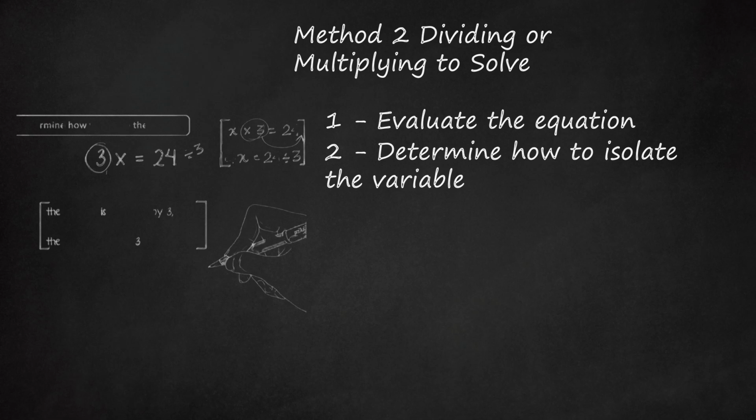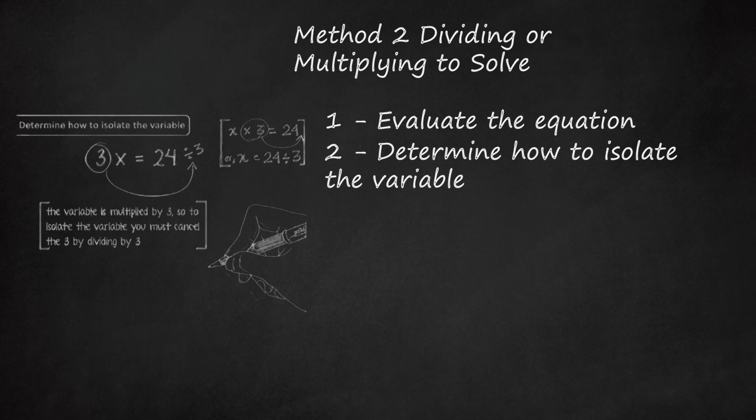Isolating a variable means getting it by itself on one side of the equation. To do this, you must perform an inverse operation to cancel coefficients or fractions. Multiplication and division are inverse operations. If the variable has a coefficient, to cancel it you would divide by the coefficient, since any number divided by itself is equal to 1.